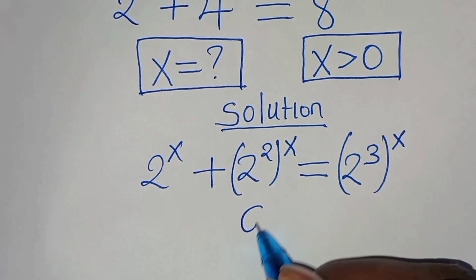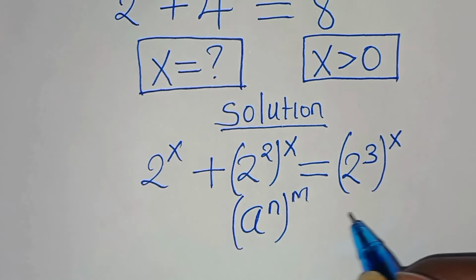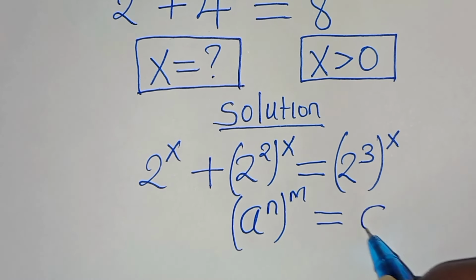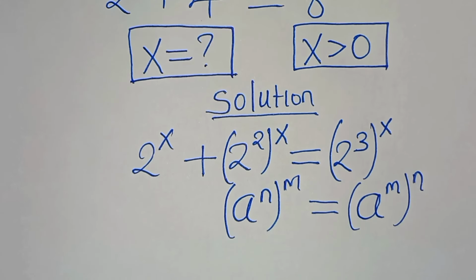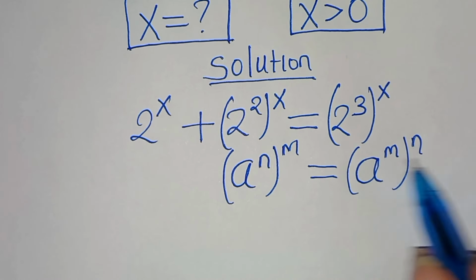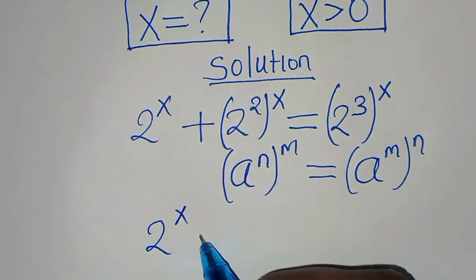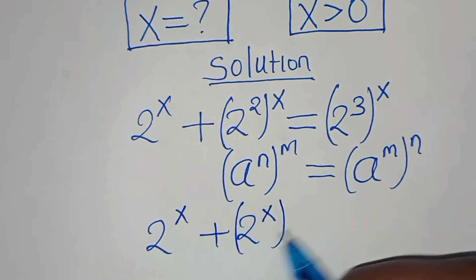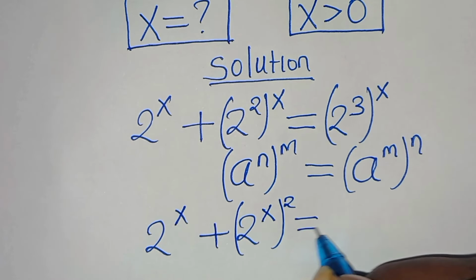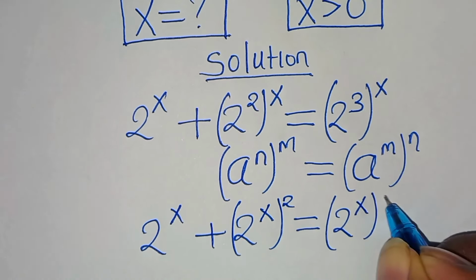This is in the form of a to the power of n raised to the power of m, which we can essentially express as a to the power of m raised to the power of n. Applying this exponent property, then here we have 2 to the power of x plus 2 to the power of x, then raised to the power of 2. This is equal to 2 to the power of x, then raised to the power of 3.